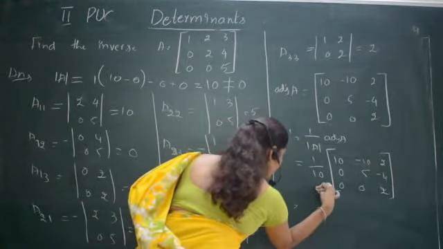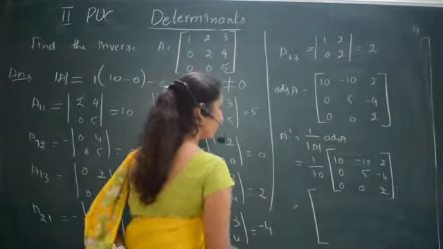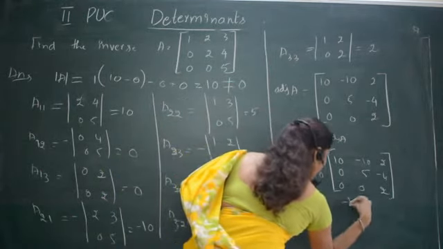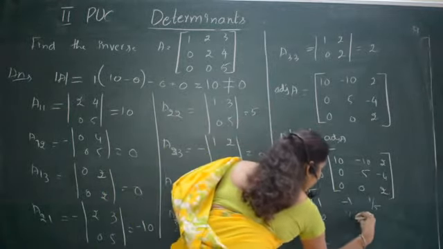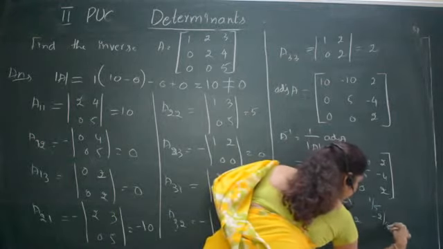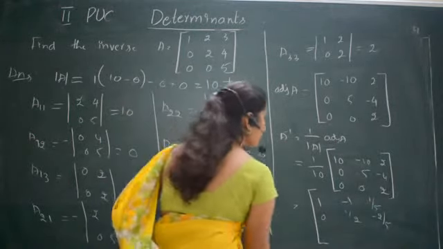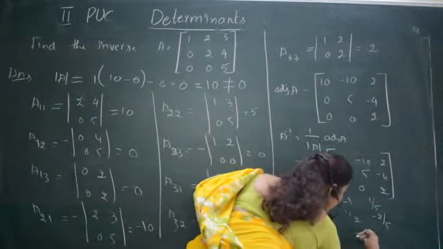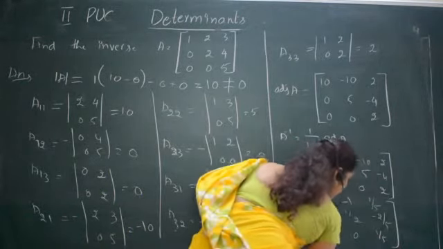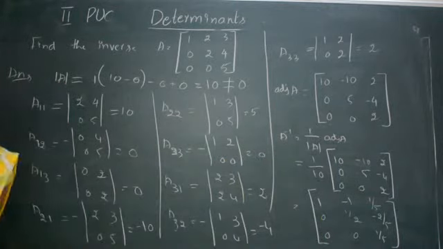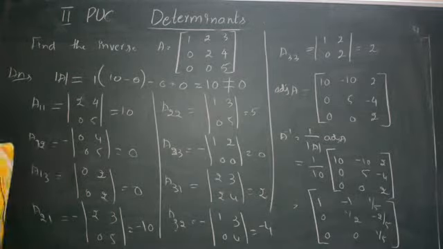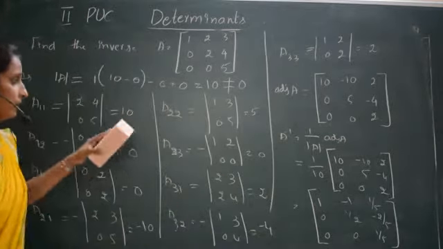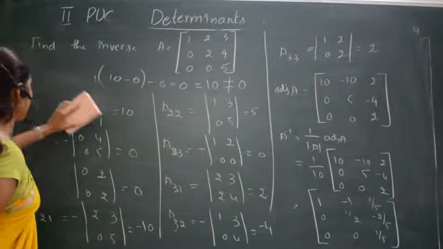So this will be equal to, 10 by 10 is 1, next is minus 1, next is 1 by 5, 0, 1 by 2, minus 4 by 10 is minus 2 by 5, 0, 0, 1 by 5. So A inverse is equal to 1, minus 1, 1 by 5, 0, 1 by 2, minus 2 by 5, 0, 0, 1 by 5. So first find the cofactors, then the adjoint, after that calculate the A inverse. So next one.